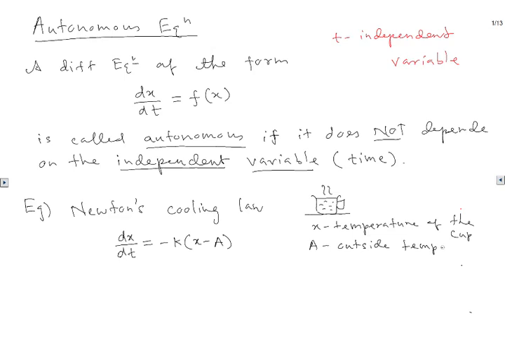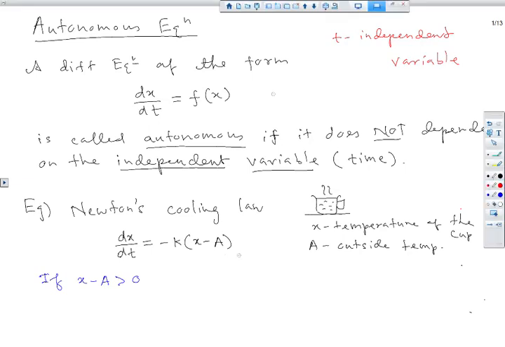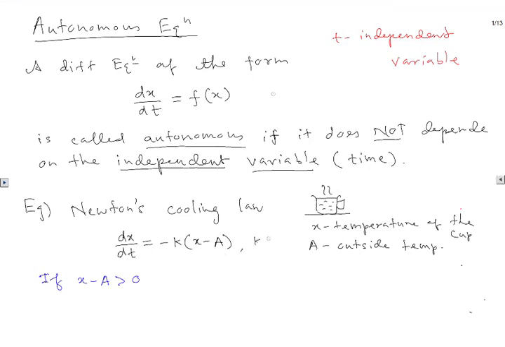We can notice a few things. Let's look at some cases. We assume that k is a positive constant. That's the assumption, just to make the calculation easier.